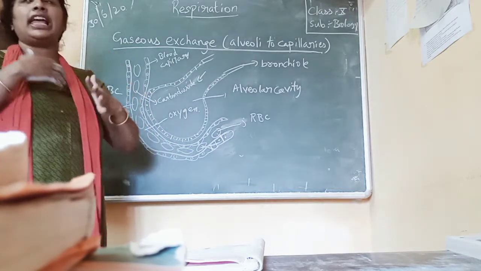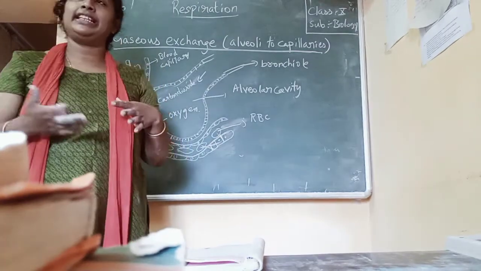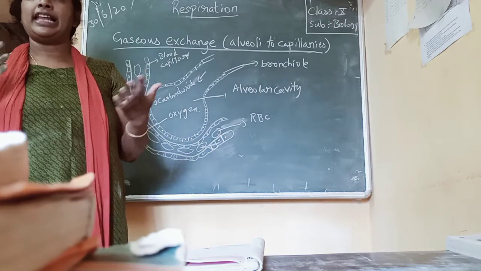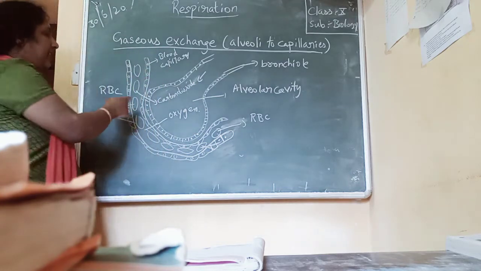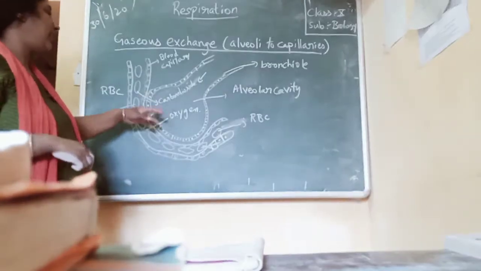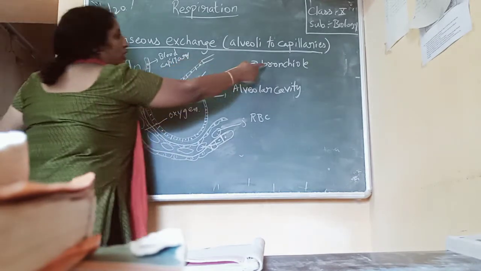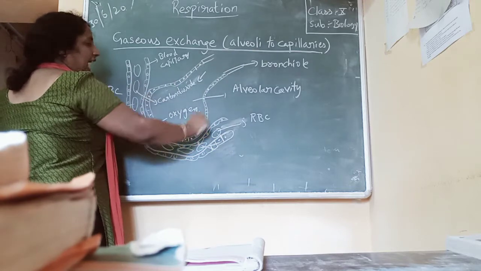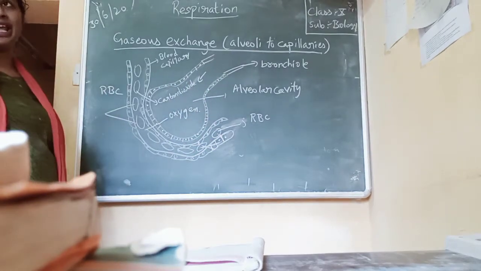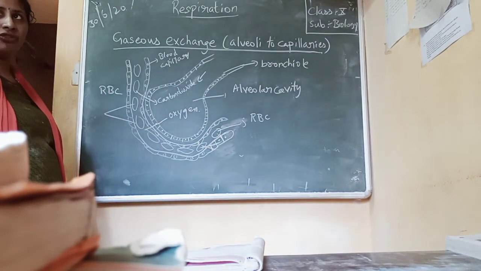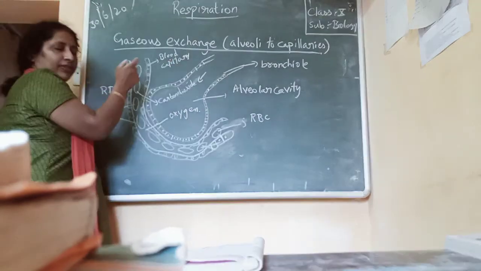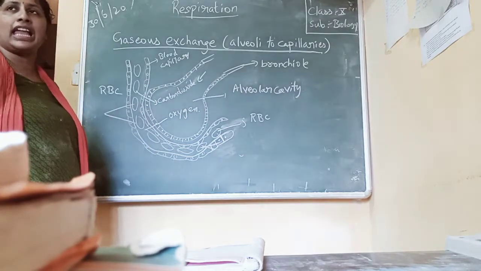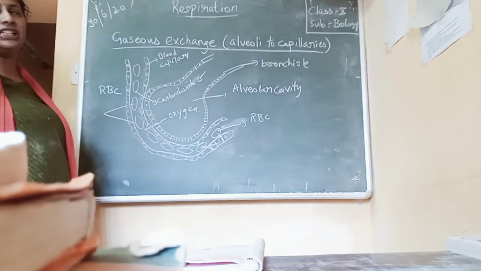Now alveoli are covered by blood capillaries. Each alveolus is covered by blood capillaries. If you see the structure of the alveoli, this is one alveolus, this part is the bronchiole, and this is the alveolus, the small grape-like structure which we call an alveolus. The alveoli have a very thin wall, only a single layer.